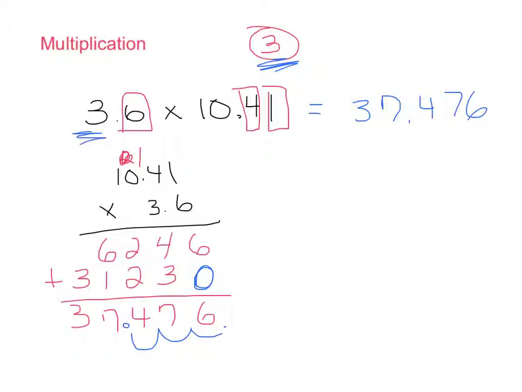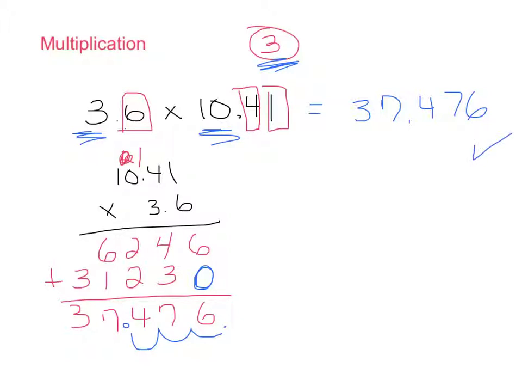If I round this to 3, this to 10, 3 times 10 is 30. It's right in the ballpark. Or if I think about rounding up 3.6 to 4, 4 times 10 is 40, so it needs to be between 30 and 40, so this kind of checks.